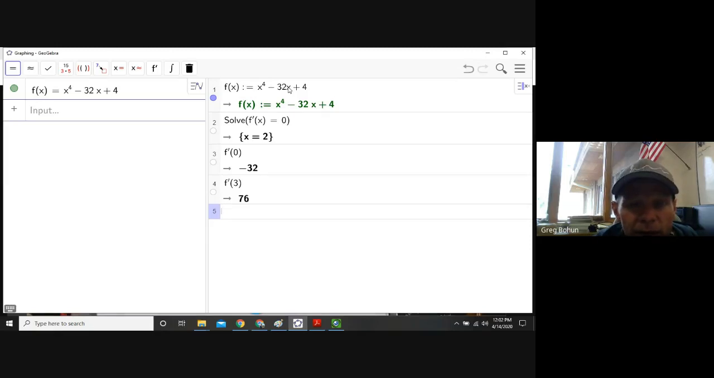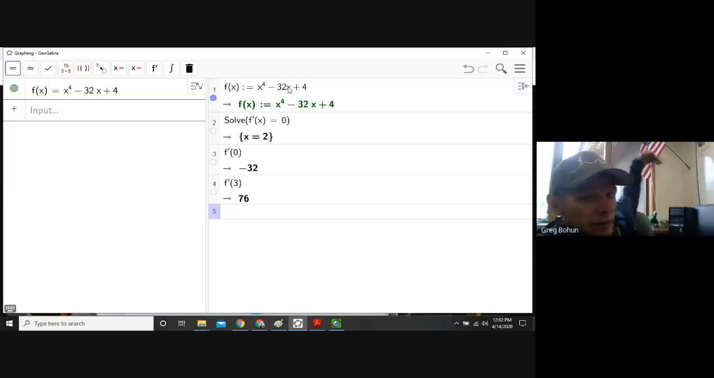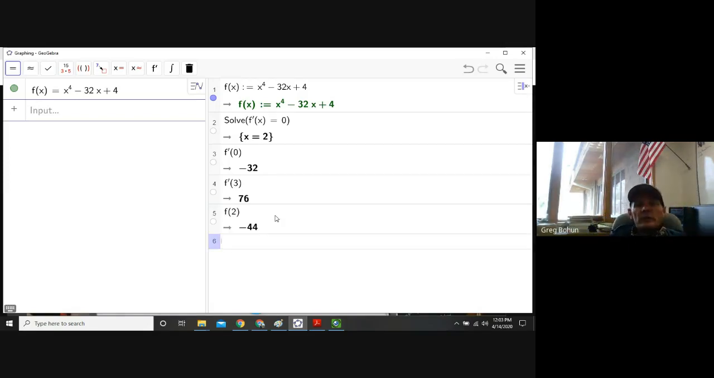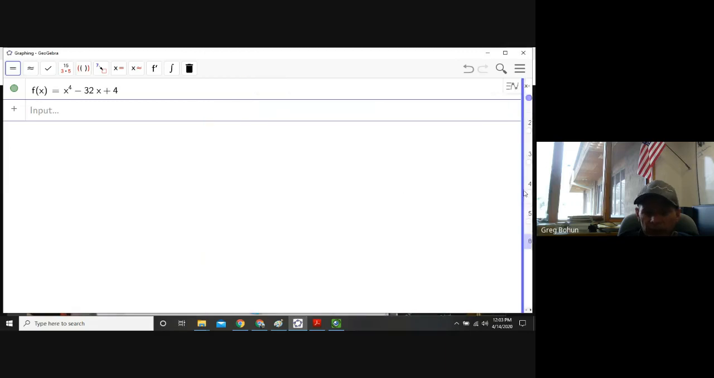So I can look at this right now and say that to the left of 2, it's decreasing. To the right of 2, it is increasing. So we must have a min there. And further, I will do f of 2. And then I can say that this function has a minimum of minus 44 at x equal 2. Hey, let's look at the graph and see if we're right, huh? A minimum of minus 44 when x is equal to 2.